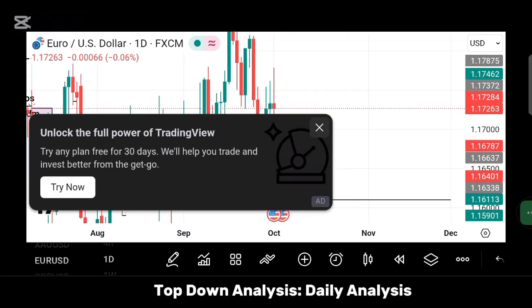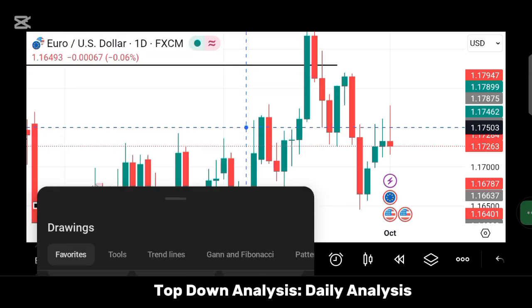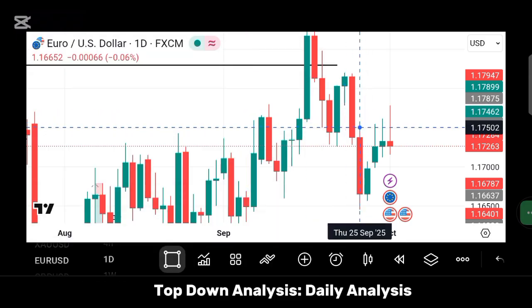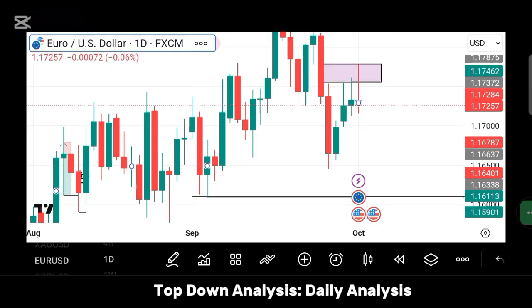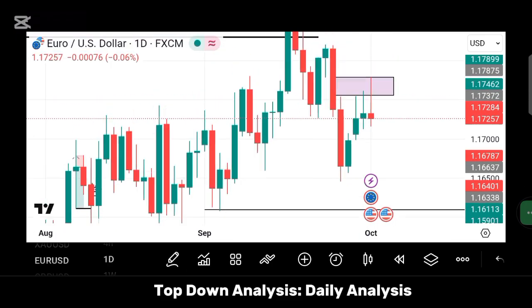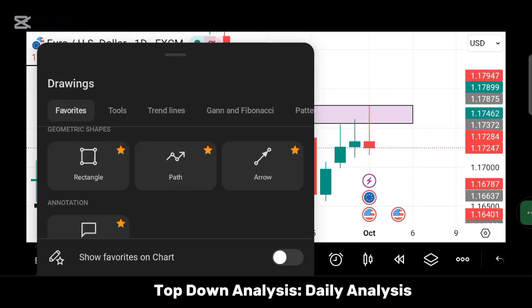But you don't really have to tag everything to the CRT entry model. So on the daily time frame, this is a bearish fair value gap that price is reacting from. So that's a fair value gap, and this is just liquidity. Then what else? We have this to be a break of structure or a shift in market structure. Price taking out this low is a shift in market structure.